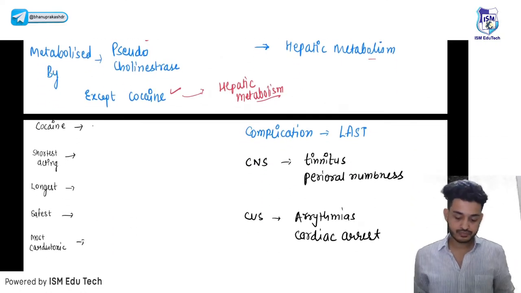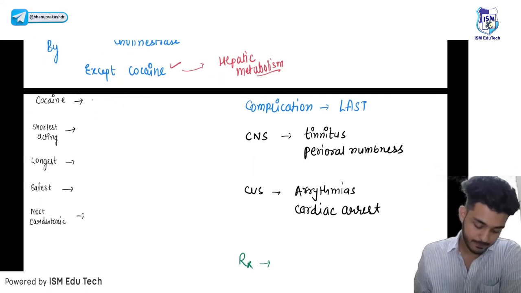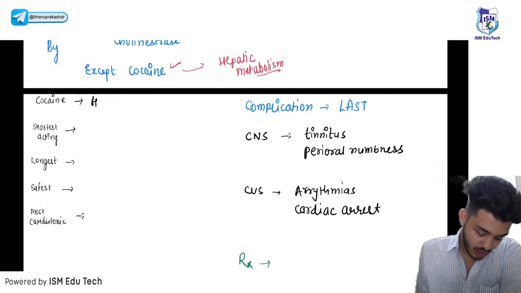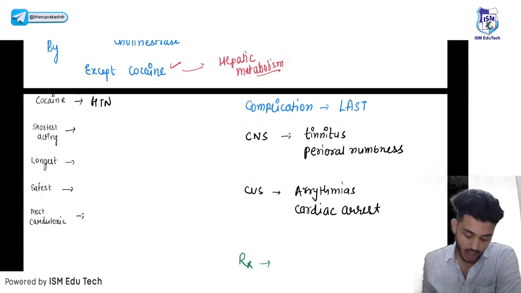Next thing is your cocaine. Cocaine will be causing hypertension. You know, cocaine is a vasoconstrictor drug, so it will be causing hypertension.